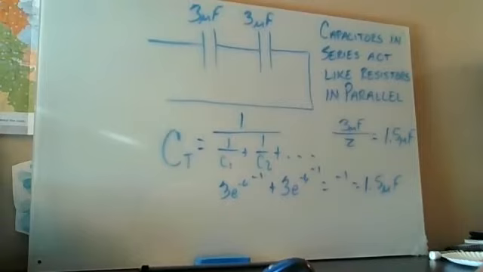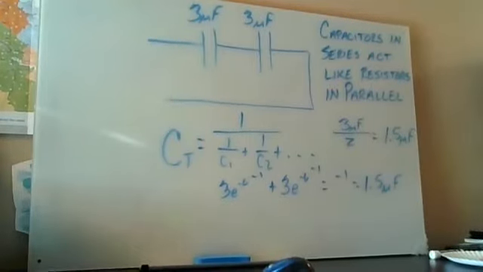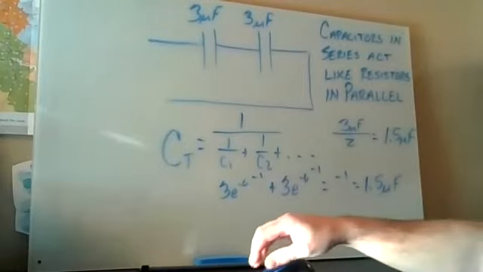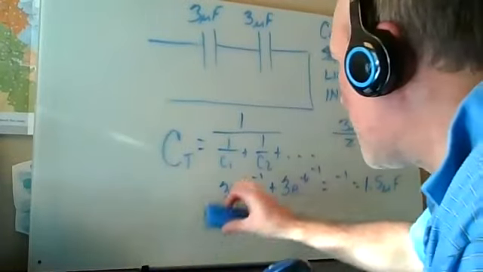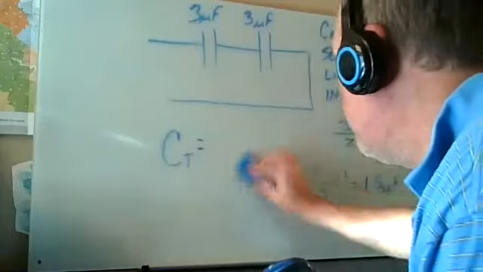Okay. So that's how I'm going to find the total capacitance if the resistors are in parallel, or I mean in series. If they're in series, they're going to act like resistors in parallel. So basically I'm going to shift reciprocal them. Okay. So let's try one on your own.